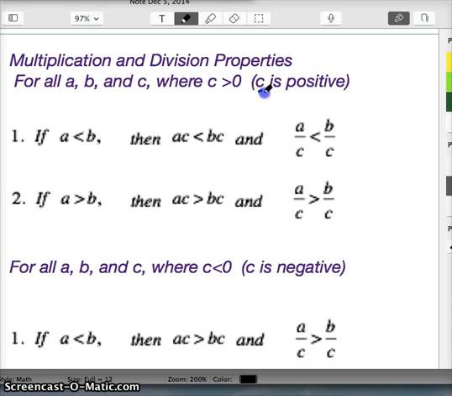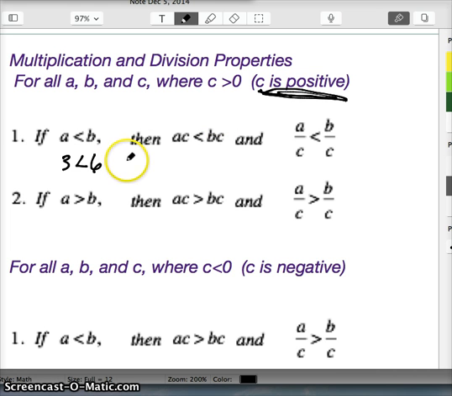In this section, I'm speaking specifically about when C is positive. So if I have A is less than B, then A times C is going to be less than B times C, and A divided by C is going to be less than B divided by C. Let's come up with a quick example. So we know that 3 is less than 6, and the only requirement here for this situation is that C is positive. That's what C greater than 0 means. C has to be positive.